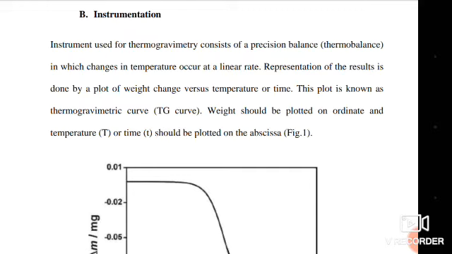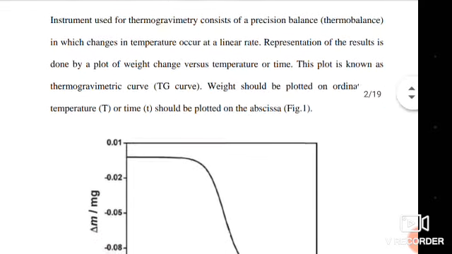So the instrument used for thermogravimetry consists of the precision balance, that is the thermobalance, in which changes in temperature occur at a linear rate.